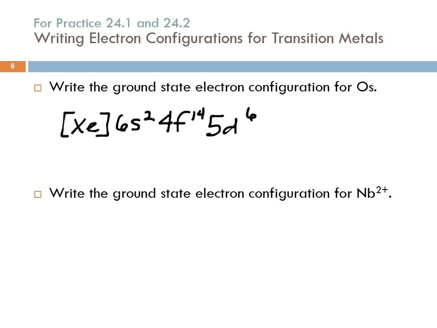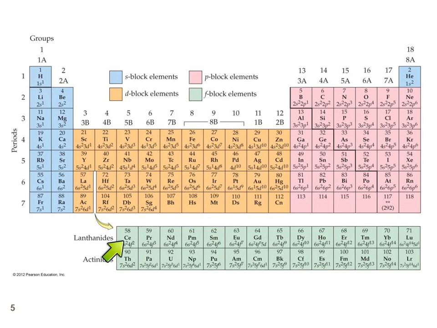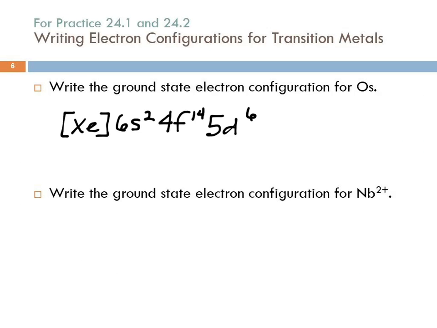Any questions? Yes? Where does the 14 come from? That's a good question. 1, 2, 3, 4, 5, 6, 7, 8, 9, 10, 11, 12, 13, 14. There are 7 f orbitals, and they each hold 2 electrons. It goes 1, 3, 5, 7, the odd numbers, and then they each have 2. So that's where we get the 2, 6, 10, 14 business. Good question. Anybody else have a question?